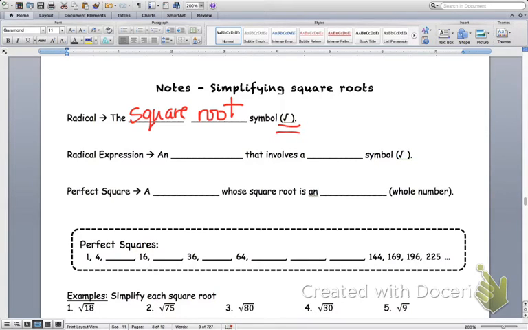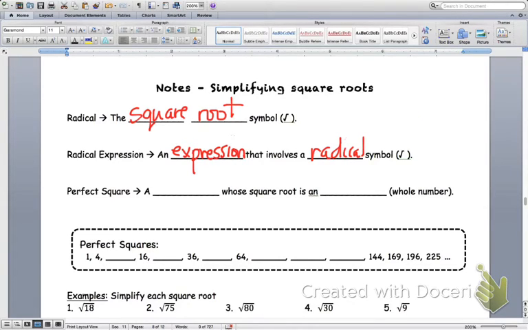So this guy right here. All right, a radical expression is an expression that contains or involves the radical symbol. So for example, we can have something like 7 square root of 3x plus 9. This would be a radical expression because it contains the square root of a number, 3 in this case.